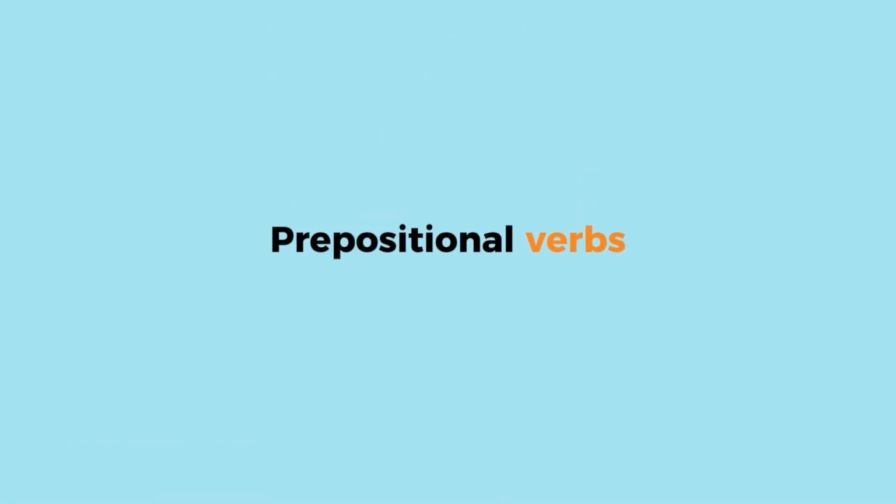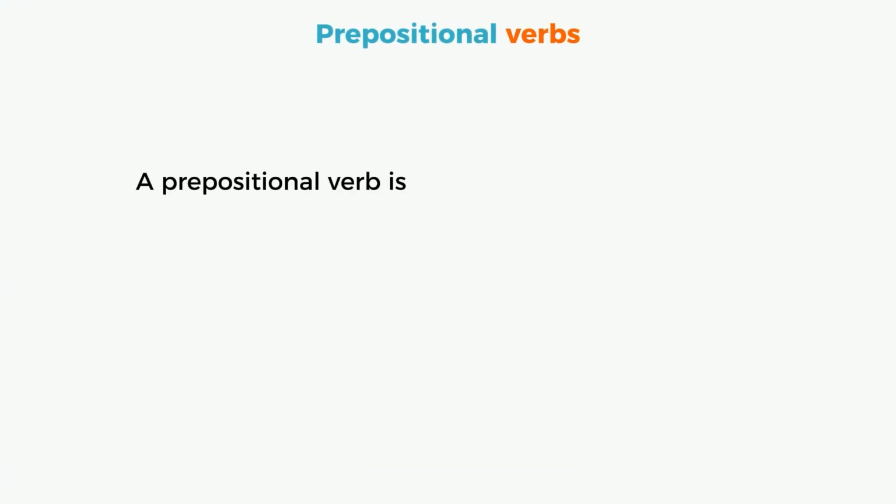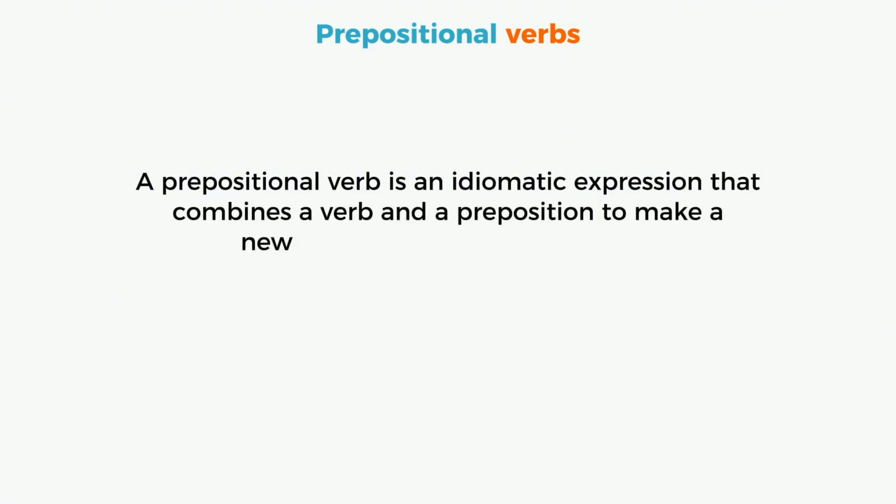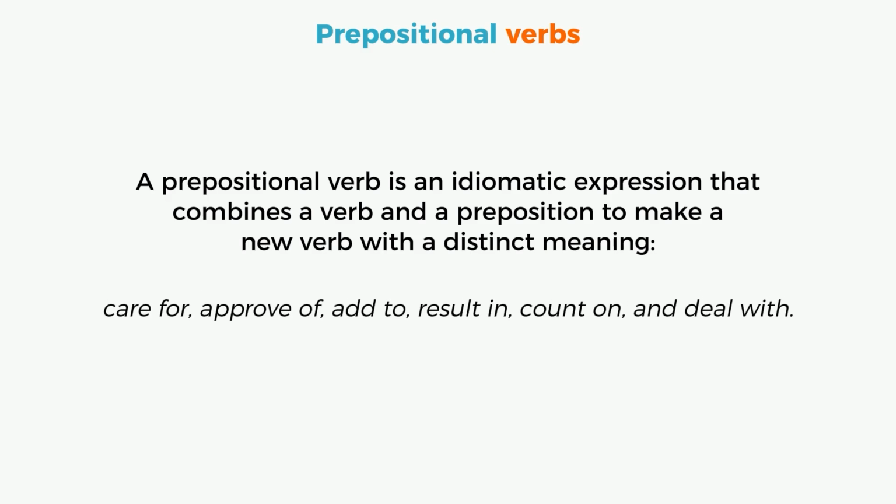Prepositional verbs. A prepositional verb is an idiomatic expression that combines a verb and a preposition to make a new verb with a distinct meaning. Some examples of prepositional verbs in English are care for, approve of, add to, result in, count on, and deal with. More detailed explanations can be found via link.